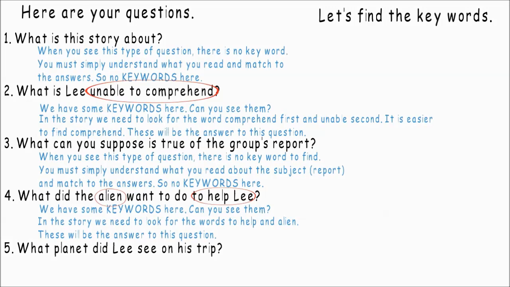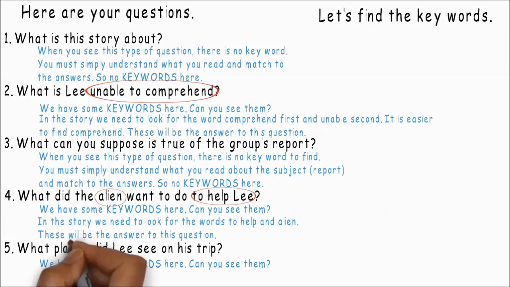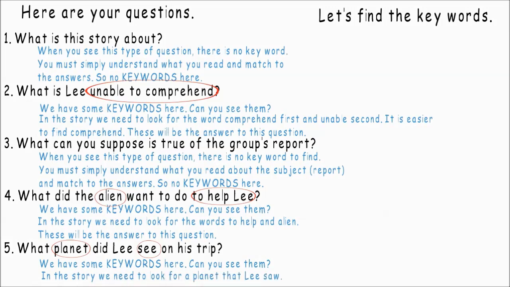And number 5, what planet did Lee see on his trip? We have some keywords here. Can you see them? Planet and see. So seeing a planet. In the story, we need to look for the planet that Lee saw.